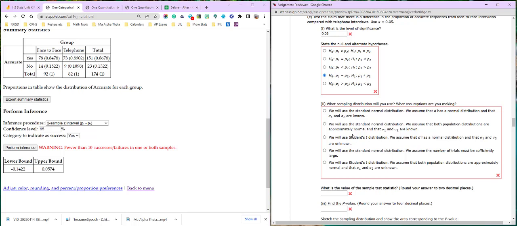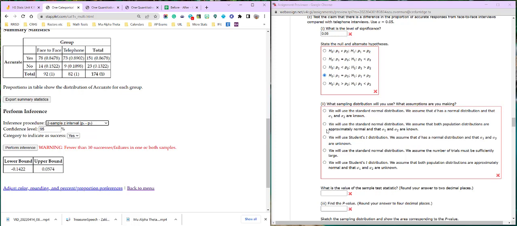Okay, so for proportions, we always use a standard normal. See how there's no t here? It has a z. That means it's the standard normal distribution. A t distribution would have a t instead of a z. All right, so we're using standard normal.